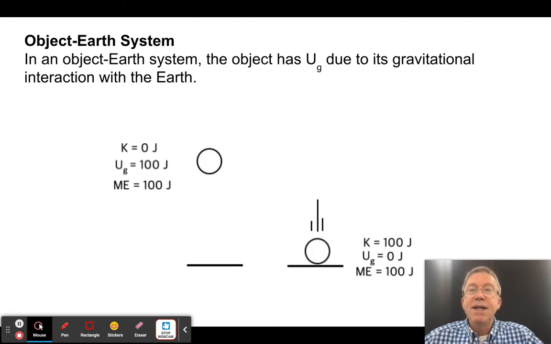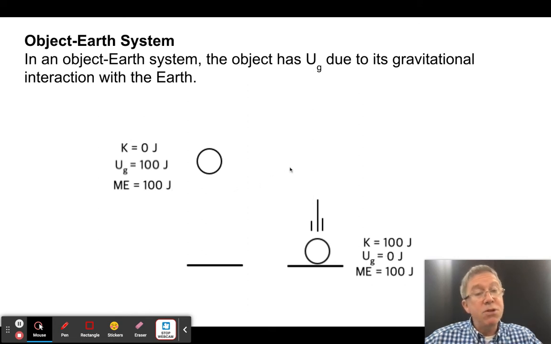On the other hand, if I have, say, an object Earth system, well, now I have two objects. I have the Earth and the object, and there is a force between them that is a conservative force, gravitation. Now I can have potential energy, at least gravitational potential energy. So I start off, the object has 0 joules of kinetic energy, but now it has 100 joules of gravitational potential energy, because the Earth and the object are both part of the same system, and the force between them is a conservative force. So to start off with, even though it's not moving, it has 100 joules of mechanical energy.